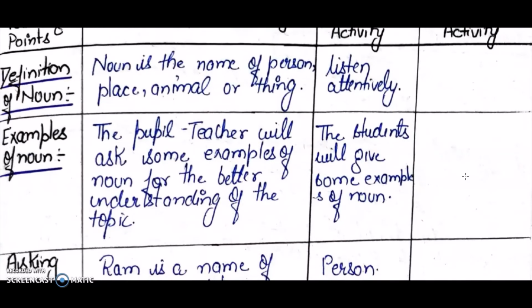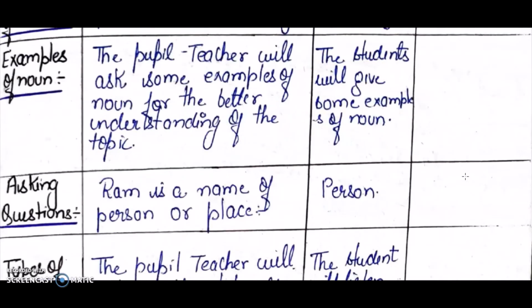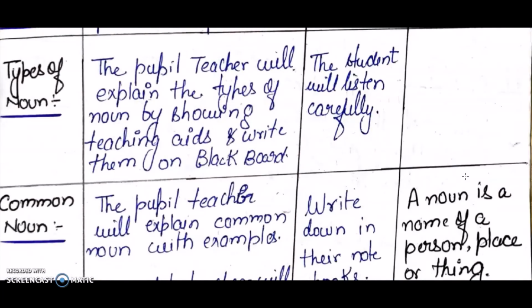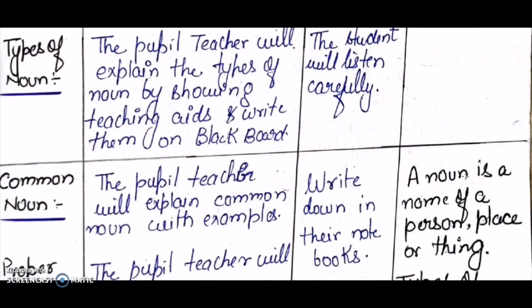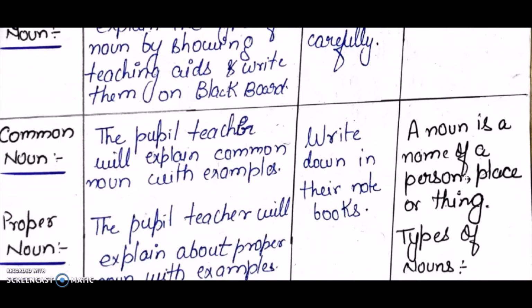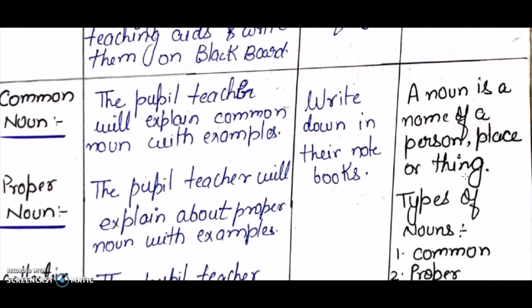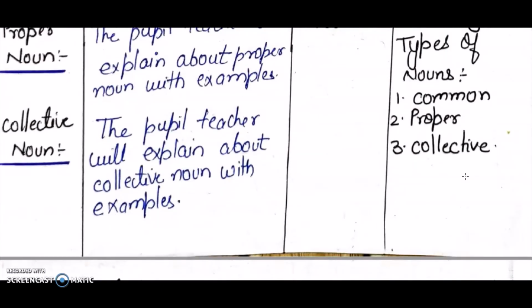And then examples of noun, and then asking some questions, and then types of noun like common noun, proper noun and collective noun, and the teacher will explain the types of noun with their examples. And then students will listen carefully and then note down the written things on their notebook. After the students have completed the writing, the teacher comes to the generalization, that students have understood noun chapter, and then recapitulation.